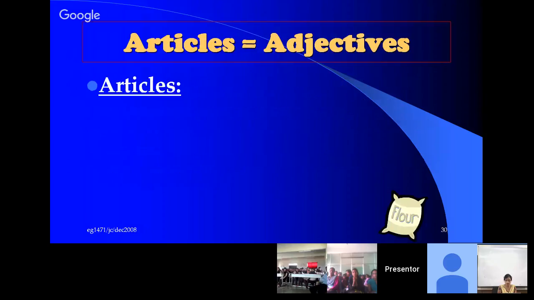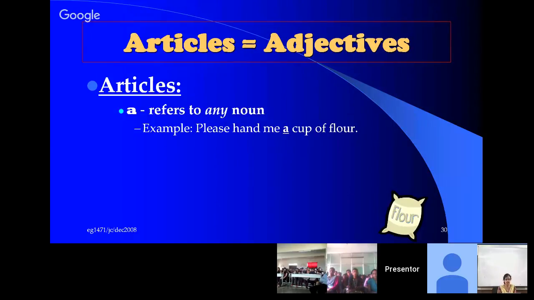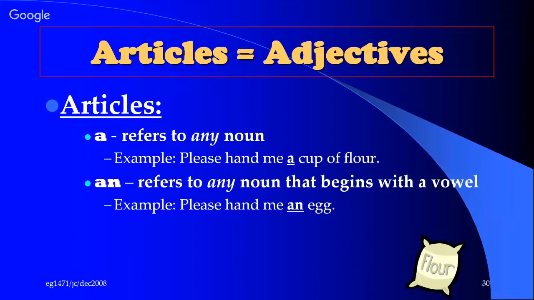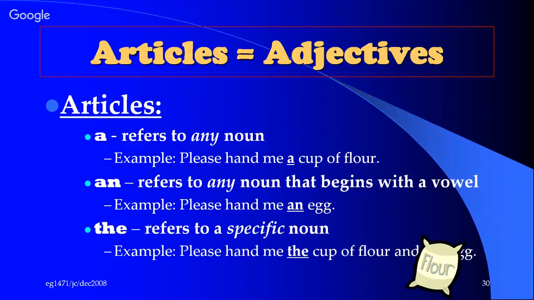Articles are absent in non-specific cases, or indicated by the zero article. A refers to a noun. Example, please hand me a cup of flour. An refers to any noun that begins with a vowel. Please hand me an egg. The refers to a specific noun. Please hand me the cup of flour and the egg. And this specific noun is needed.